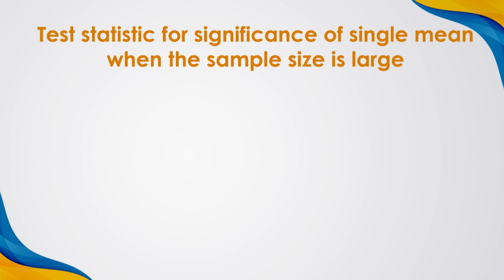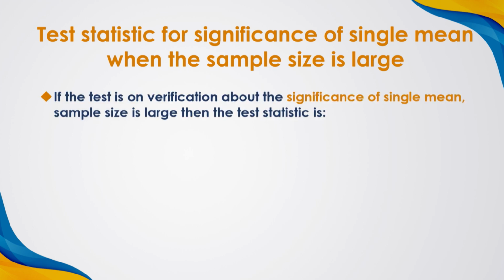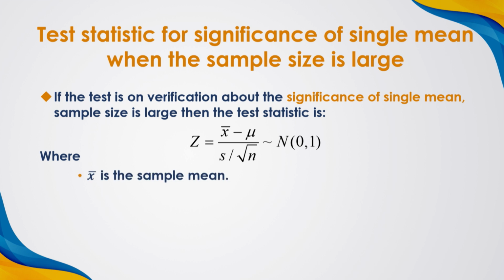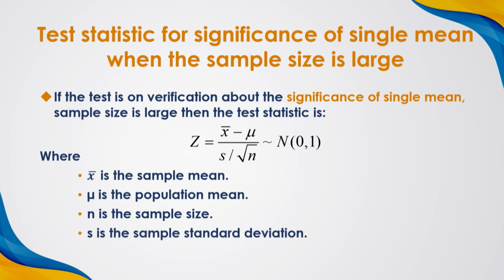Coming to the next test statistic, it is meant for significance of a single mean when the sample size is large. If the test is on verification about the significance of a single mean and the sample size is large, then the test statistic is defined as z equal to x bar minus mu by s by root n, which follows a normal distribution with mean 0 and variance 1, where x bar is the sample mean, mu is the population mean, n is the sample size and s is the sample standard deviation.